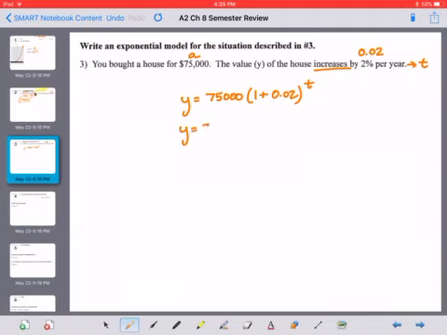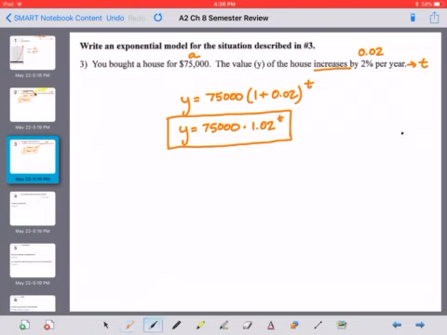And we can simplify that a little bit. This would be y equals 75,000 times 1.02 to the power of t. And you could use this equation to figure out what your house is worth in 5 years, 10 years, 12 years, whatever you want, you can plug in for t. So that's how this equation would be used.